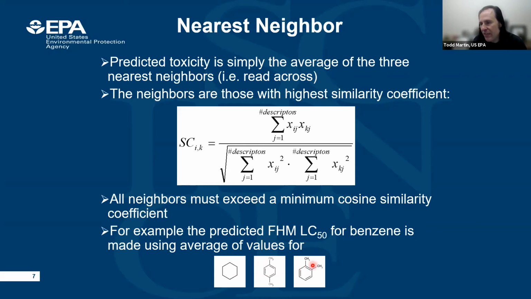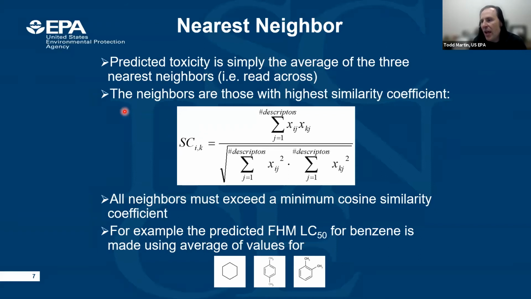There's your predicted LC50. The nearest neighbor approach is kind of the lowest accuracy, but it's really quick and dirty. And you can also see immediately what chemicals were used to make that average and make the prediction. So again, it's conceptually kind of cool to be able to show people, okay, here are the analogs we used, and here's the value.